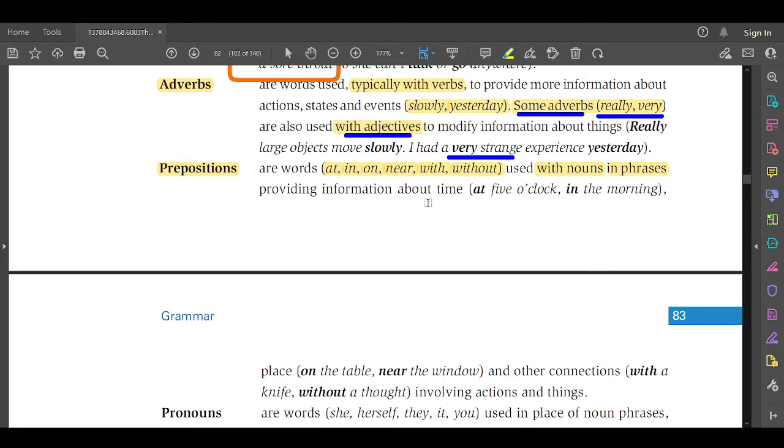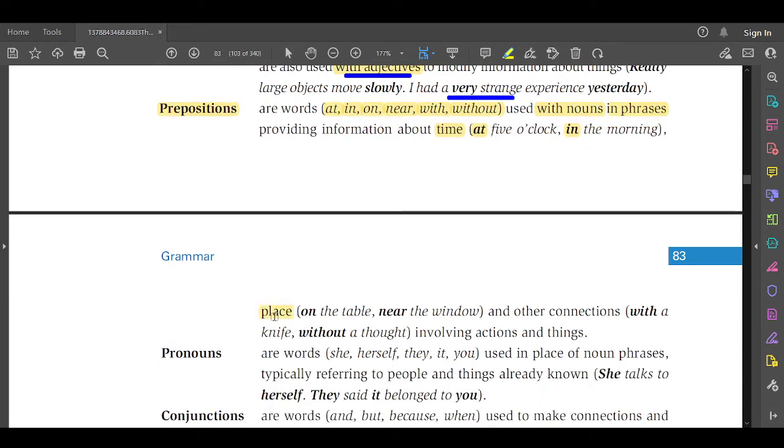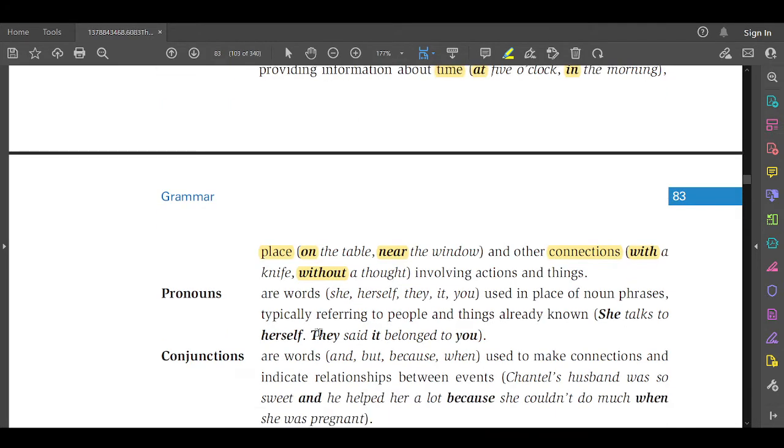So, information about time, you see it here. Where is time? Time, like at, in. Information about place, like on, near, above. Or other connections, like with, without, involving action and things. These are the prepositions.